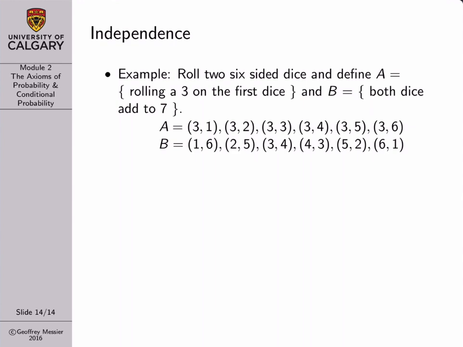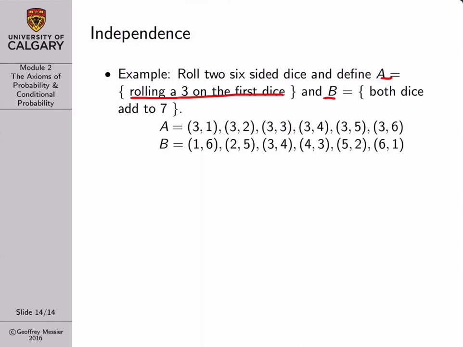Now, most of the time, independence is a very intuitive thing, right? Remember, two things are independent if they are not at all connected, if they have no influence over each other. However, sometimes things seem to influence each other, but they still satisfy the definition for independence. So let's consider a random experiment where we're rolling two six-sided dice, and let's define two events. A corresponds to rolling a 3 on the first dice, and B corresponds to the event where both dice add to 7.